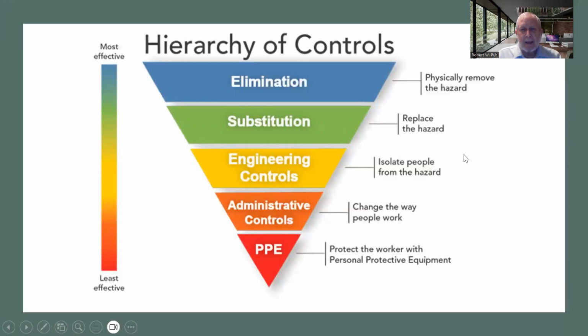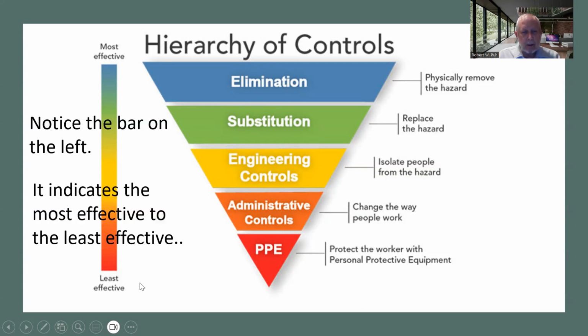Now we're going to talk about the hierarchy of controls. Notice the bar on the left. It says most effective at the top, and indicates the most effective to the least effective. It's color coded along with the colors of the hierarchy of controls. And this is the part you really need to commit to memory. Elimination is number 1. And what does it do? Physically remove the hazard. Gets it completely out of there, right? That's the best way to do it.